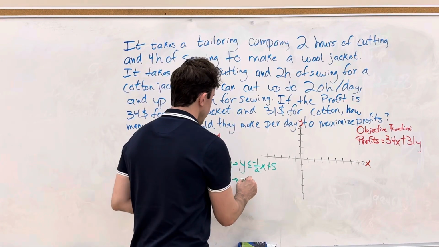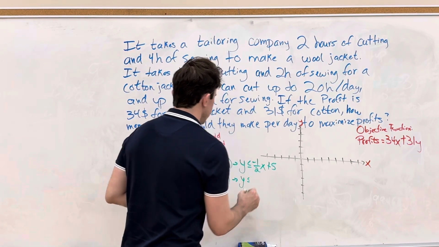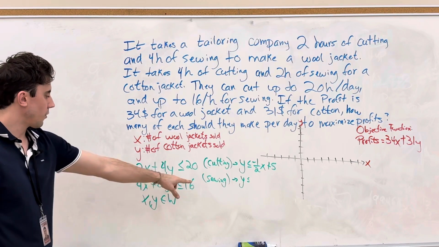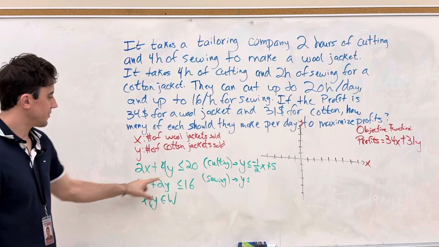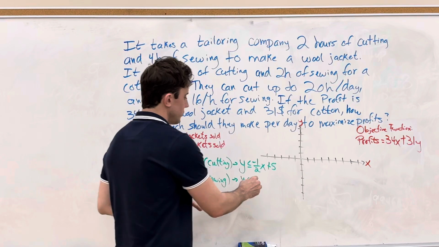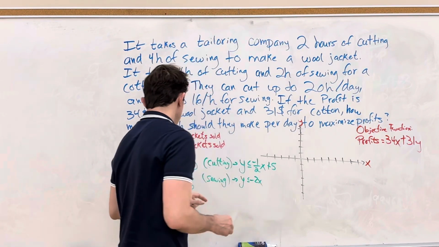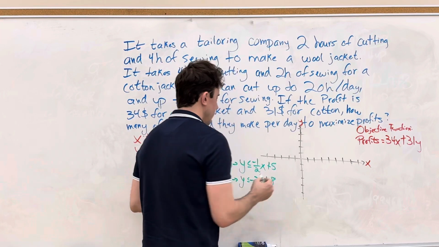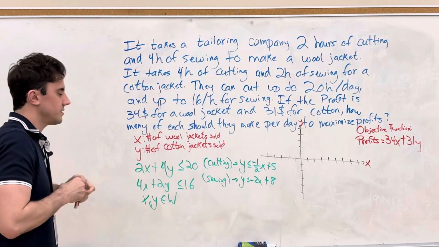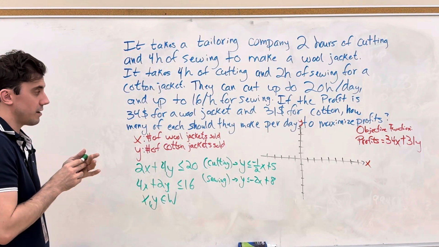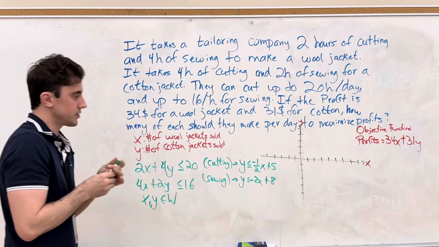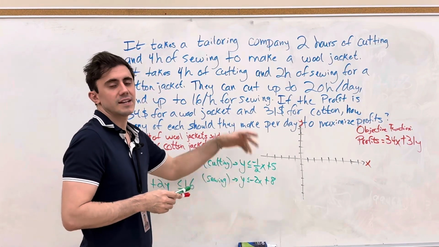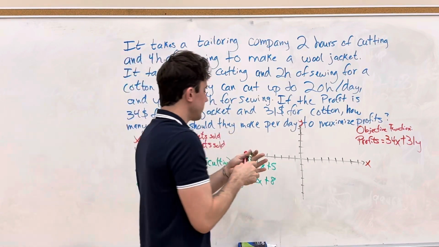And then from the second inequality, again putting it into slope-intercept form, getting the y all by itself, subtract 4x and then divide by 2. Negative 4x divided by 2 is negative 2x, and 16 divided by 2 is 8. So here are the two lines that will form the boundaries of our feasible region. They're both less than or equal to, so we can make solid lines for the boundaries.